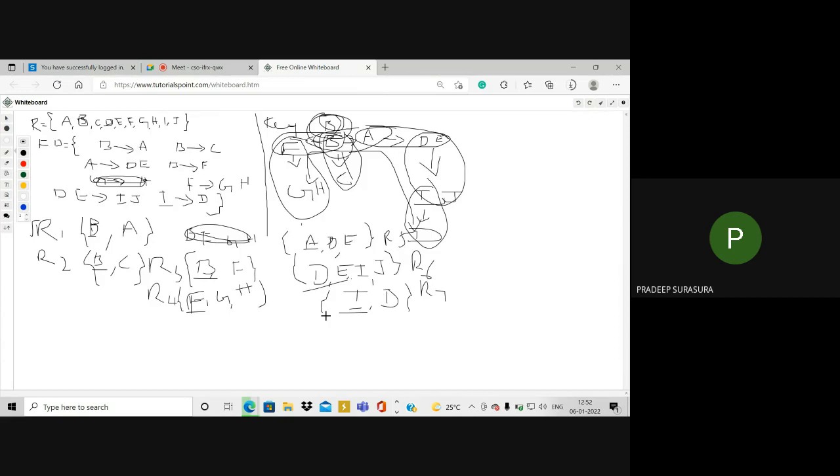Now when it comes to third normal form, write down the third normal form definition. R is said to be in 3NF if it satisfies 2NF and no non-prime attribute holds a transitive dependency in the relation. Now we have ample third normal form violations in the FDs, like A determines DE, DE determines IJ, F determines GH, and I determines D. All these FDs violate third normal form because they hold transitive dependency.